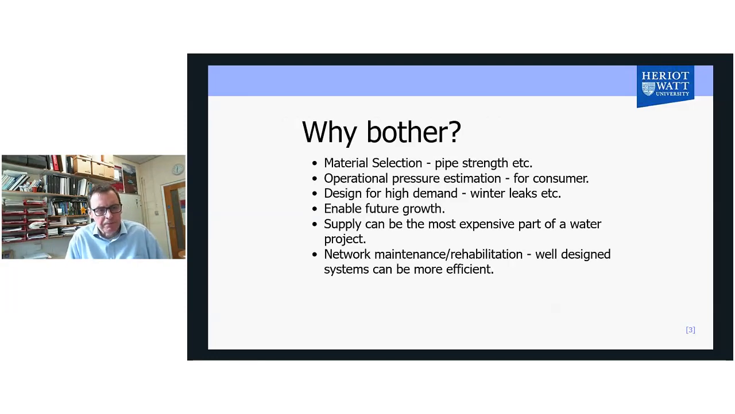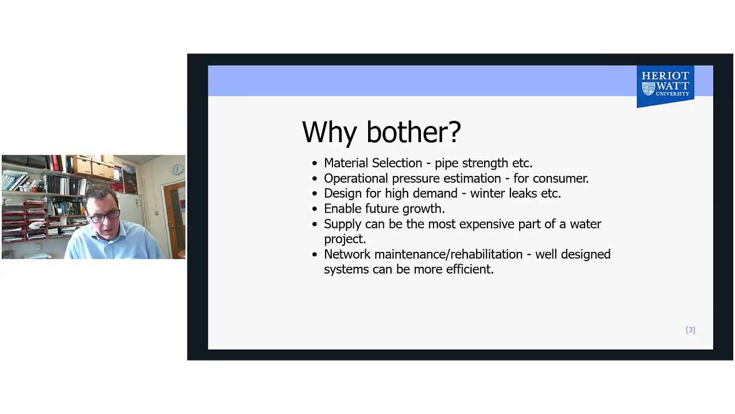So why bother? We'll have to think about the materials the systems are constructed from, so that's in terms of strength and durability, and just like with sewer systems, also the internal hydraulic roughness. Pressure is quite important as well. We have to make sure that customers have a suitable pressure range so that, the typical example, they can fill their bath in it over a reasonable period of time.